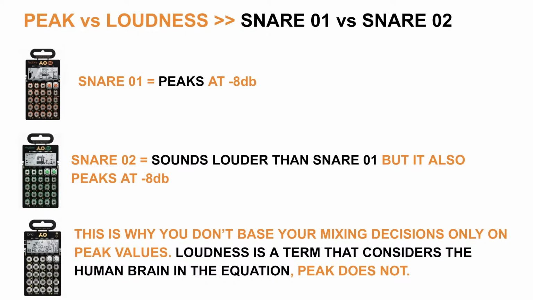Say snare 1 peaks at -8, and snare 2 sounds louder but also peaks at -8. So what happened there? I will show you an example of that in a moment on the computer. Can you imagine why that happened? You have two snares, one of them sounds louder than the other, but both show a peak level of -8 dB.